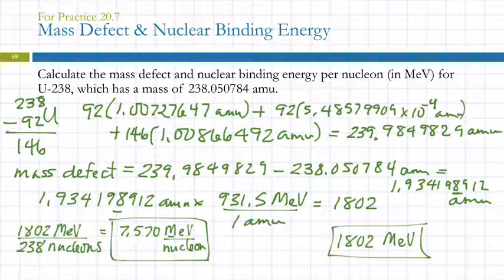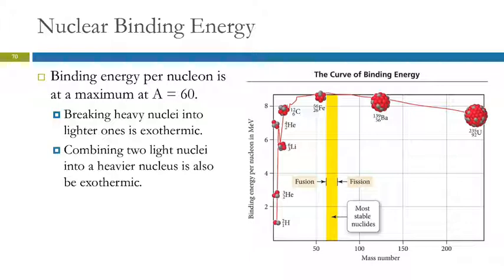Any questions? It's hard to compare just the actual binding energy because all the atoms are different sizes. By dividing by the number of nucleons, then you can compare those across different atoms. The binding energy per nucleon hits a maximum at a mass number of 60. So that's in here.